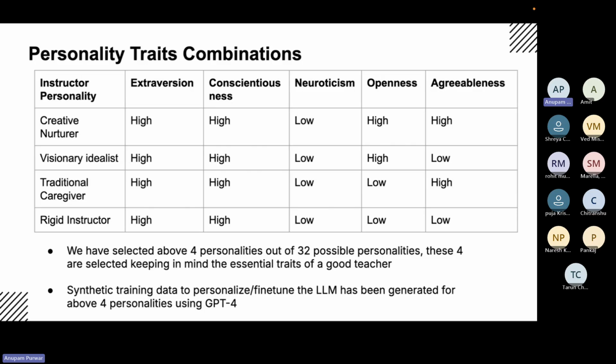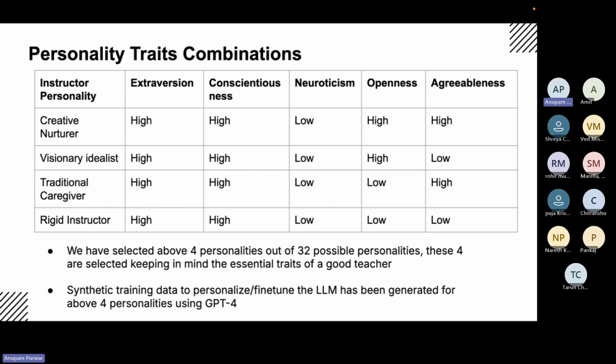So in terms of instructor personality, there can be a lot of different personalities, but these are the four that we have identified. These four personalities are inspired from the Big Five framework. The Big Five is a framework which defines the personality of a person in the form of five dimensions: extraversion, conscientiousness, neuroticism, openness, and agreeableness.